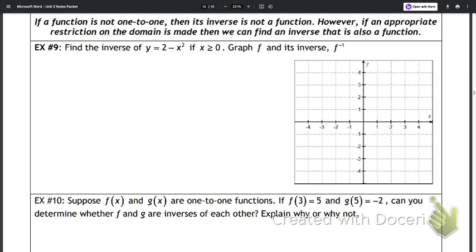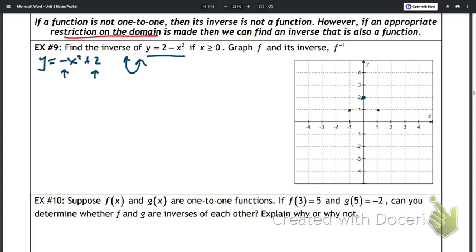Okay, on this next example, if a function is not one-to-one, then its inverse is not going to be a function. So if that's the case, we're going to restrict the domain so that it will be a function. All right, so looking at this, the equation is y equals 2 minus x squared. I'm going to rewrite it as y equals -x squared plus 2. Any x squared is a quadratic that's a U shape like this. This one has been reflected over the x-axis and it moved up too. So if you were to graph it, you would see that it looks like this.